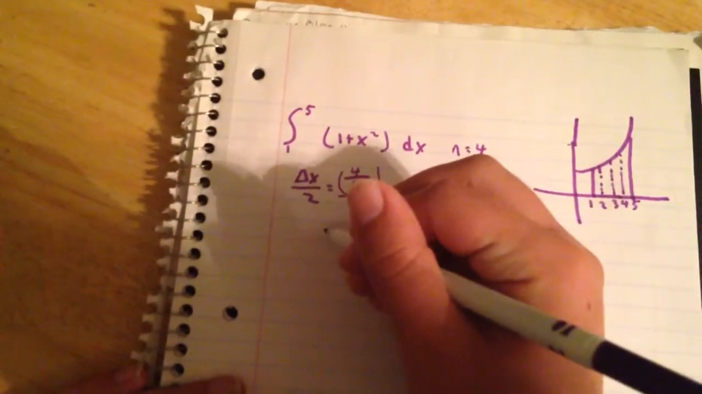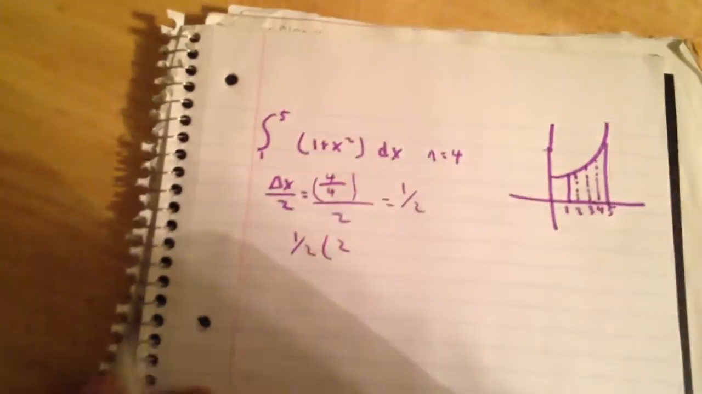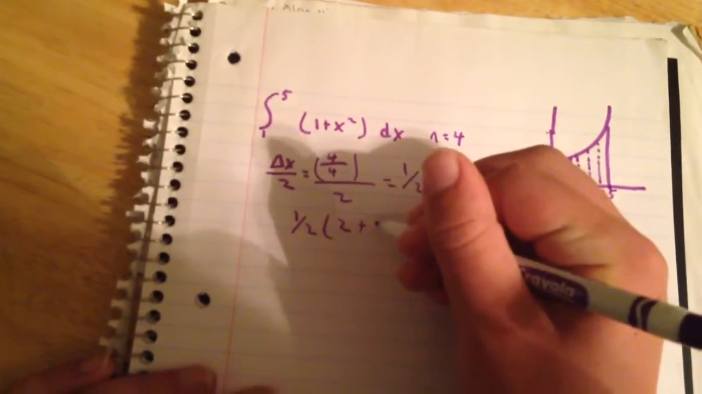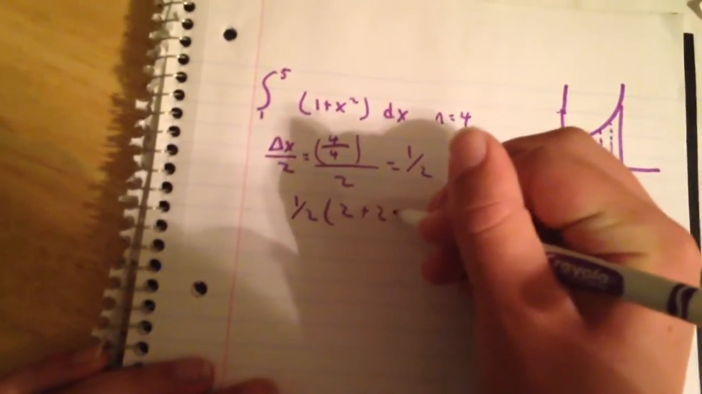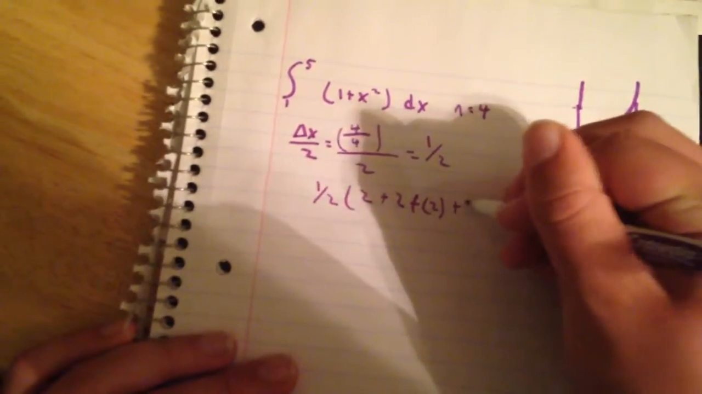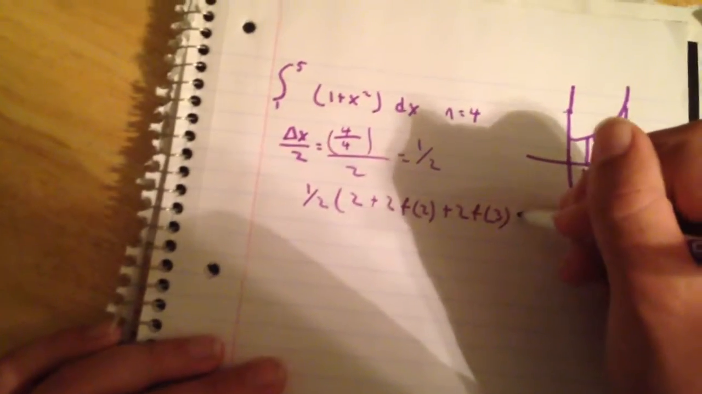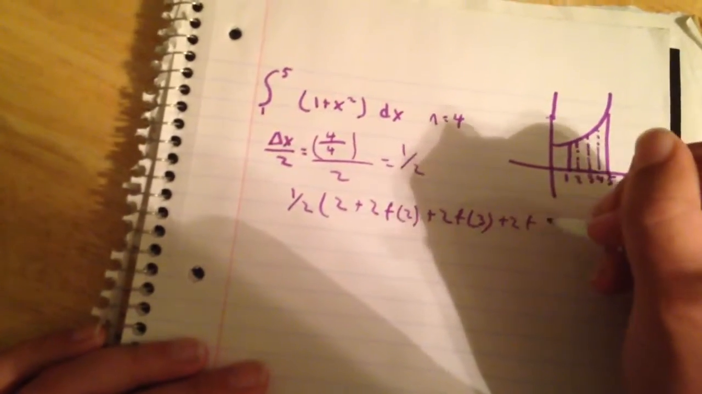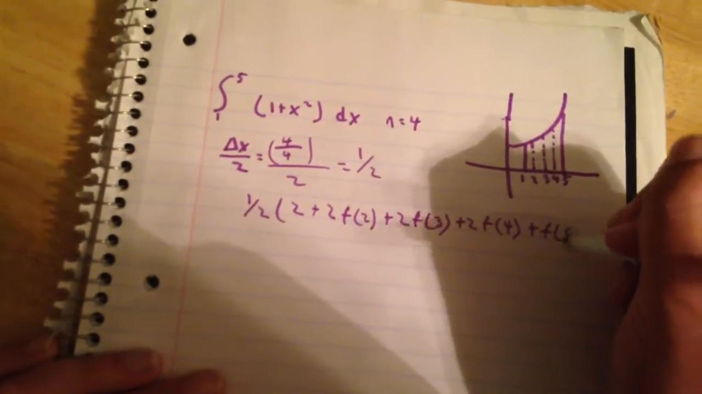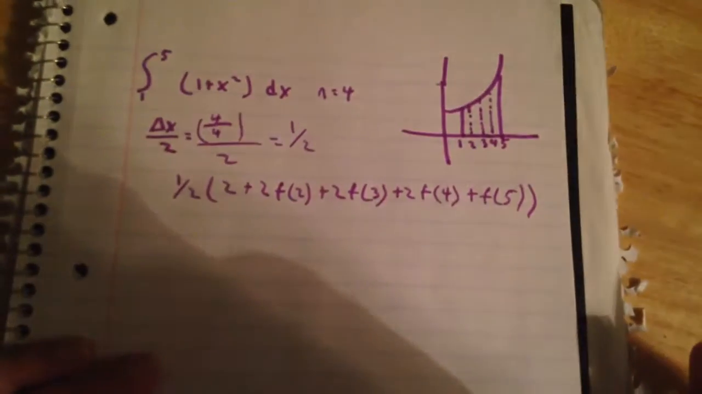Now you start off 1/2 times 2, your initial value, plus 2f2 plus 2f3 plus 2f4 plus f5. Right? And there you go.